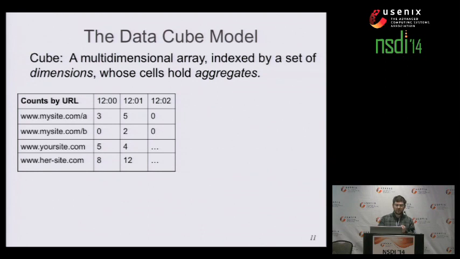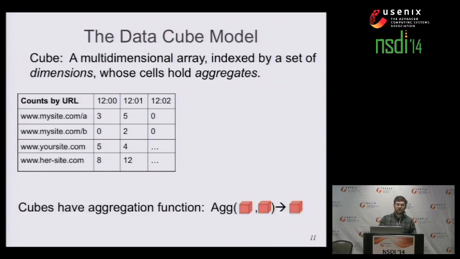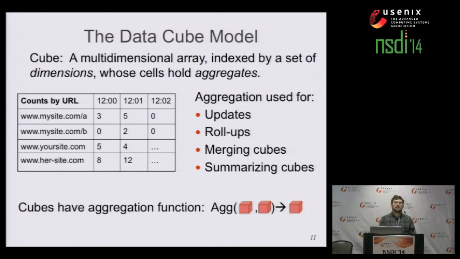What makes these values not merely values but aggregates is that we have an aggregation function. If you give me 2 cells of a cube, there is a rule that tells me how to produce 1 cell of output. And it turns out that this quite simple semantics, all we need is a binary function, gives us a lot. Once you have that, you can do updates. You take the new value and the old value and you apply the aggregation function. You can do roll-ups, which I will define in a moment. You can merge 2 cubes by taking the elements and aggregating them pairwise, and you can summarize stuff by selectively merging entries to reduce the size.